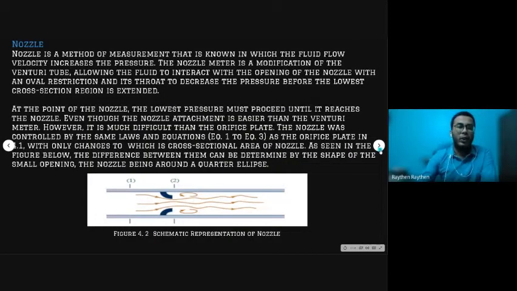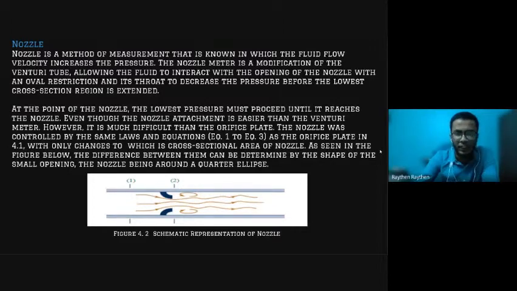So next we look into the nozzle. Nozzle is a method of measurement that is known in which the fluid flow velocity increases the pressure. The nozzle meter is a modification of the Venturi tube, allowing the fluid to interact with the opening of the nozzle with an oval restriction and its throat to decrease the pressure before the lowest cross-section region is extended. At the point of the nozzle, the lowest pressure must proceed until it reaches the nozzle.